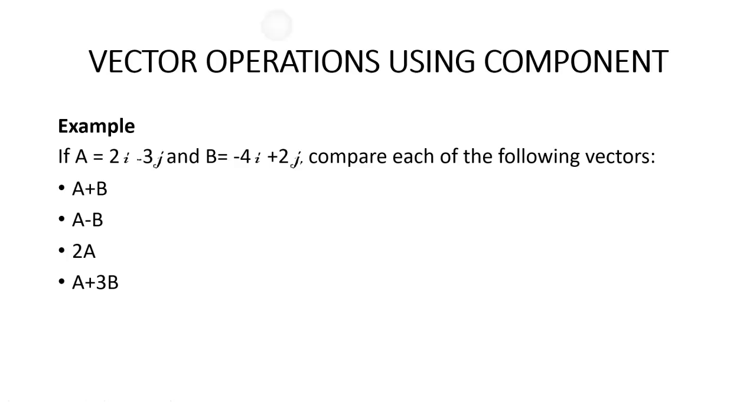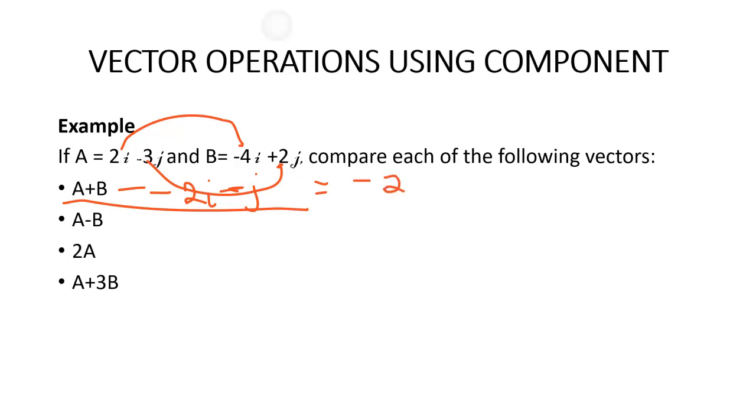Okay, so let's look at this first example here. It says A is 2i minus 3j and B is negative 4i plus 2j. So we want to add them up. We'll take their like terms, this and this first, then this and this next. So 2i minus 4i will give us negative 2i. Then negative 3j plus 2j will give us negative j. So that will be the answer for this. That is going to be negative 2i minus j.